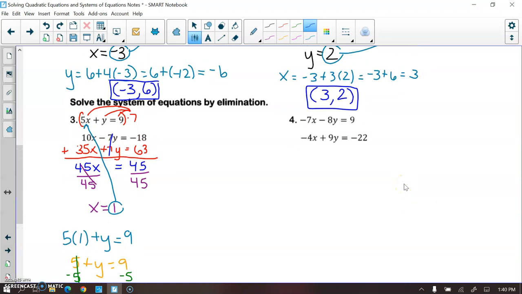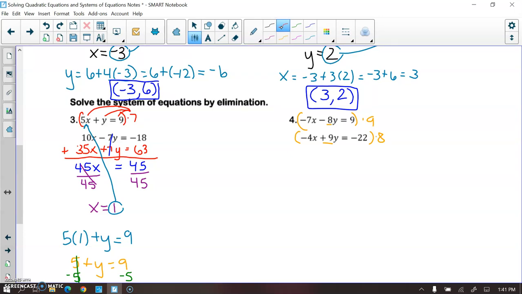Now in number 4, there is not a possible way that I can just multiply one equation by a number. So you need to decide, do you want to get rid of x or do you want to get rid of y? I'm going to get rid of y only because they already have opposite signs. So I just need to multiply my top one by the coefficient of y in my bottom equation, and my bottom equation by just the positive version of my coefficient of y in my top equation.